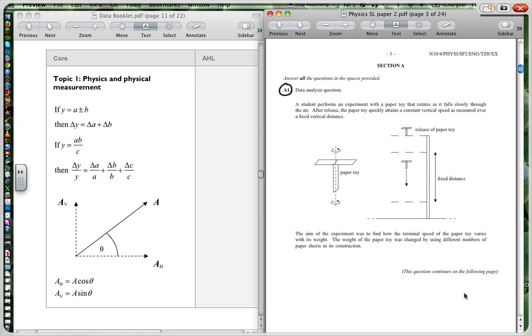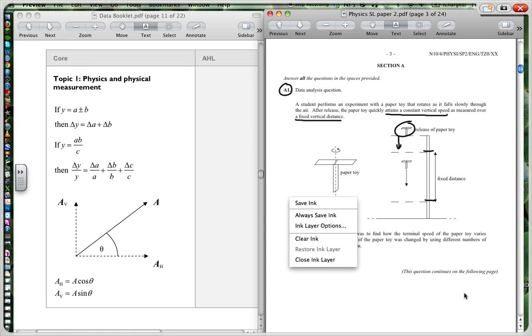After release, the paper toy quickly attains a constant vertical speed as measured over a fixed distance. So dropping it over here, in this time period over here, it gets to a constant speed, and then over this fixed distance here, the time is measured. The aim of the experiment was to find how the terminal speed of the paper toy varied with its weight. The weight of the paper toy was changed by using different numbers of paper sheets in its construction.